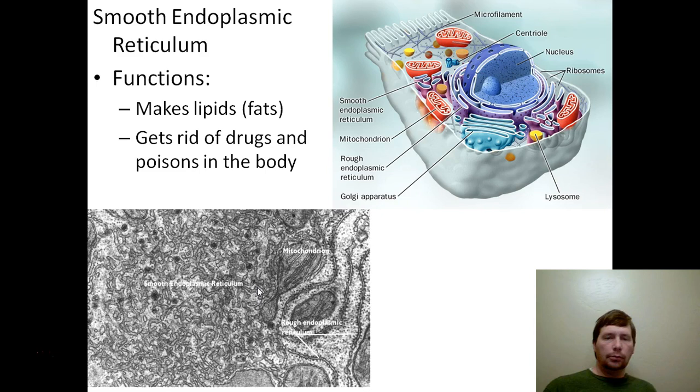Alcohol kills cells. Put some cells in alcohol, they die. So why is it someone doesn't die when they drink a beer? That's because the smooth ER inside of their cells takes that alcohol and, using very specific enzymes, it gets rid of the alcohol. It wipes it out so it's not there anymore. So that's what the smooth ER does, is it gets rid of drugs and poisons.